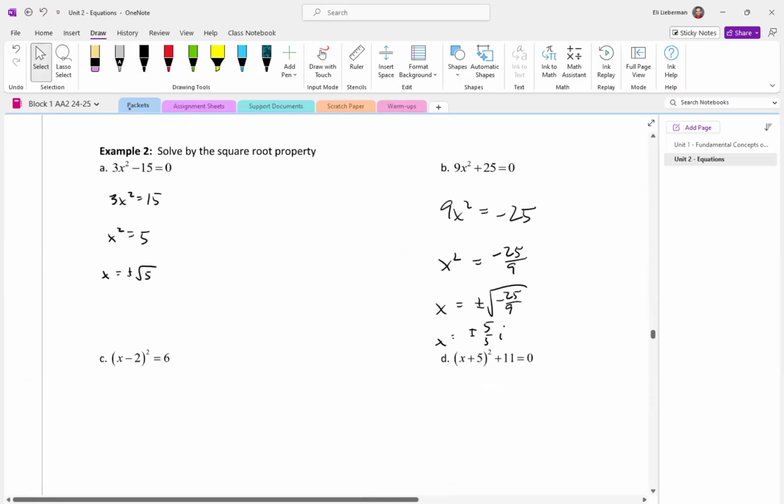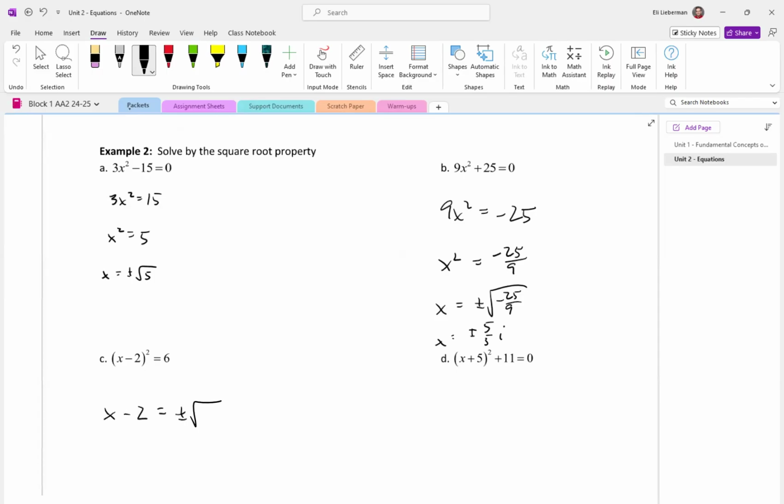Okay, for C, considering the warm-up we did, you might be tempted to expand x plus 2. Would that be a problem? It's not a problem for you to expand it, but instead we're going to take the square root of both sides, right? It's already a perfect square there, so we want to cancel that square. We're left with x minus 2 equals plus or minus the square root of 6.